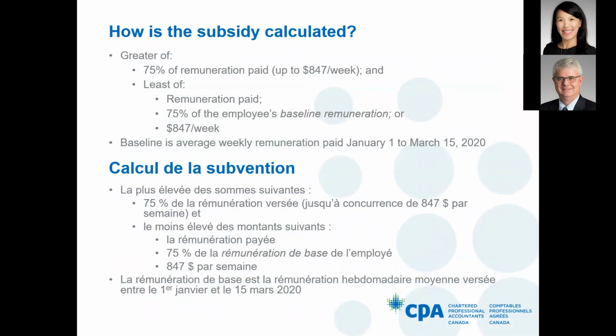So how's the subsidy calculated? Basically, the subsidy is computed for each claim period and is based on the eligible remuneration paid to an eligible employee in respect of that week in the claim period. Eligible remuneration is defined to include salary, wages, commissions, and other remuneration like taxable benefits, but it does specifically exclude severance and stock option benefits.